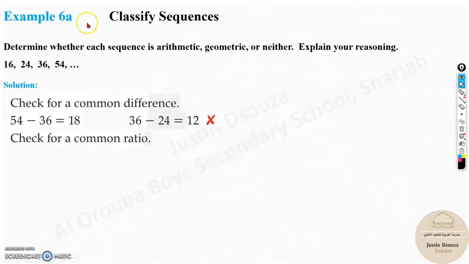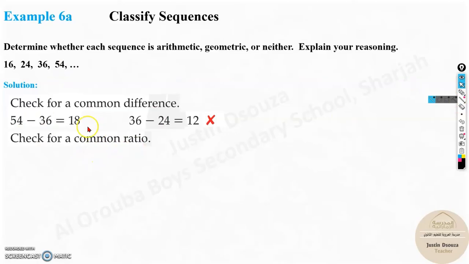Sequence and series are two different things. I mispronounced and told you by mistake arithmetic series. We will study that in the coming lessons. But for now, arithmetic sequence is what we are learning. But this is not an arithmetic sequence.